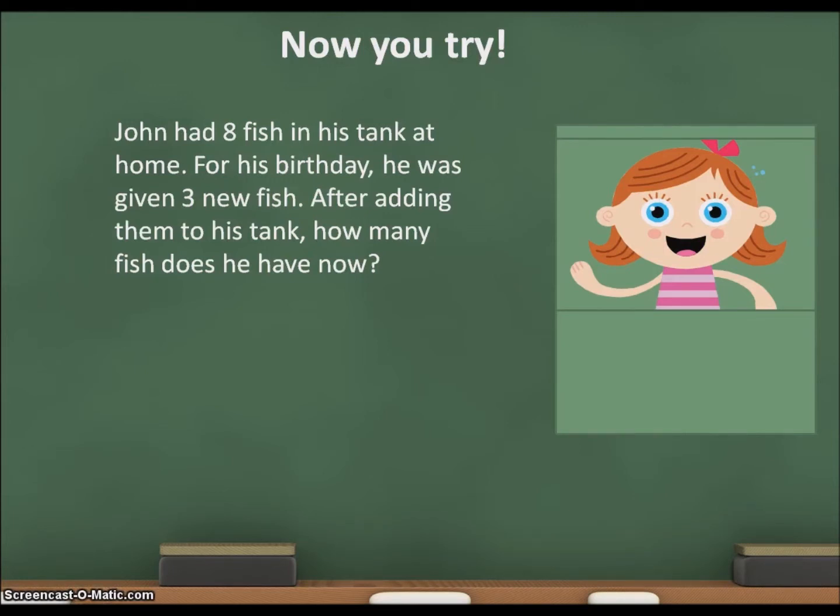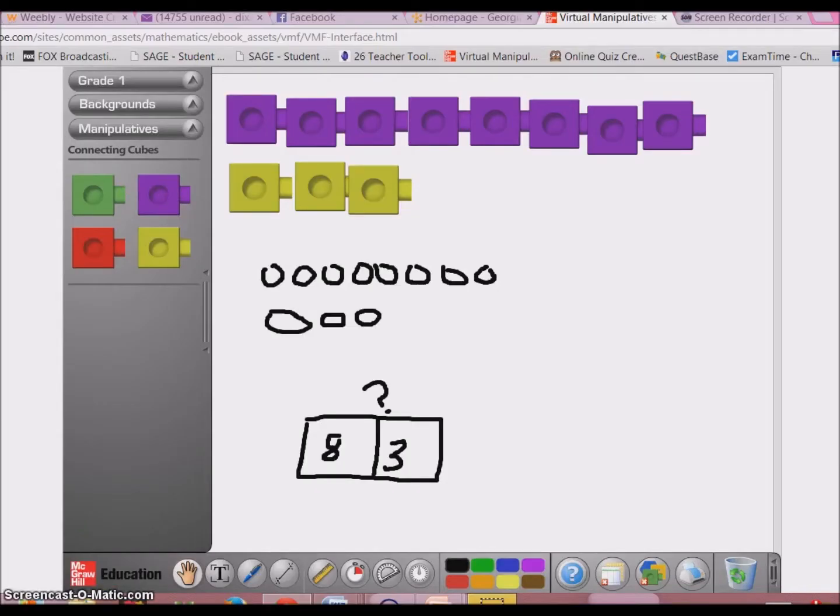Welcome back. Let's compare our work. Here's the information you should have found. He had 8 fish, and then he was given 3 new fish. Now let's look at the models you could have created. Just like before, you could have used cubes, pictures, or a part-part-whole model to show the problem.